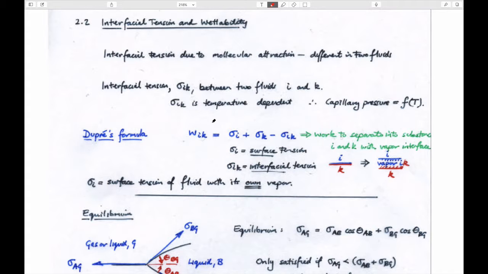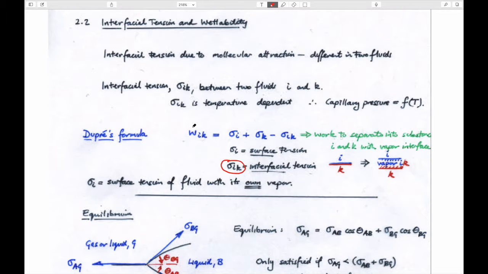So what we can do is define behavior in terms of interfacial tension between two fluids, which is this sigma ik, and we can define it in terms of the surface tension. The surface tension is what an insect would feel as it walked across the surface of a pond with water vapor above the surface, as it struggles across that surface. It'd feel the surface tension of that in contact with its vapor.